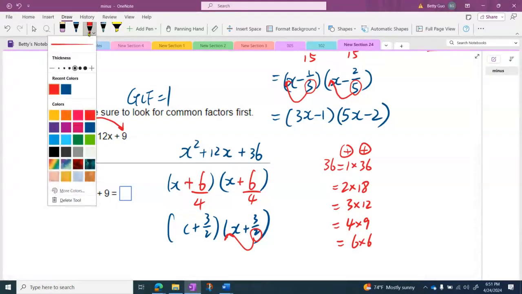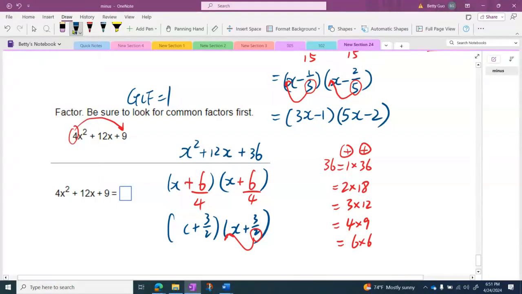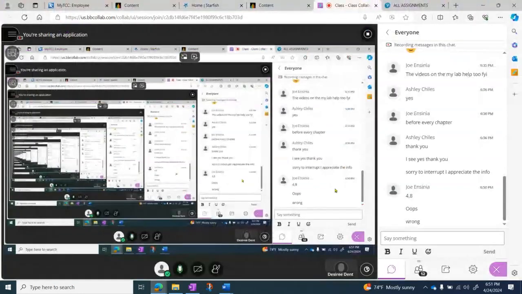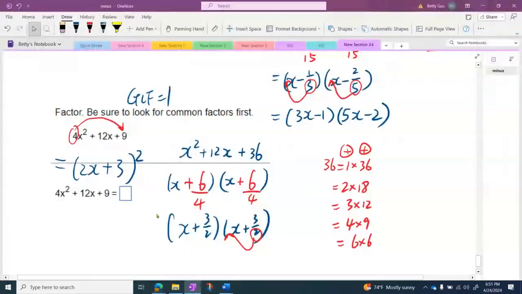We have 2x plus 3 to the power 2. Yeah, this one actually is a perfect square trinomial. We could totally use the formulas. Oh, this actually is a perfect square trinomial, guys.